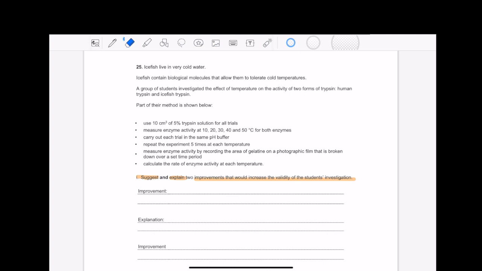Well, measure the time for a set volume of gelatin to be broken down. What if, when you're doing the experiment the first time, you let the gelatin essentially get broken down for 5 minutes, but the next one you let it happen for about 15 minutes? Are the results going to be the same? No. This is the sort of thinking you need to have.